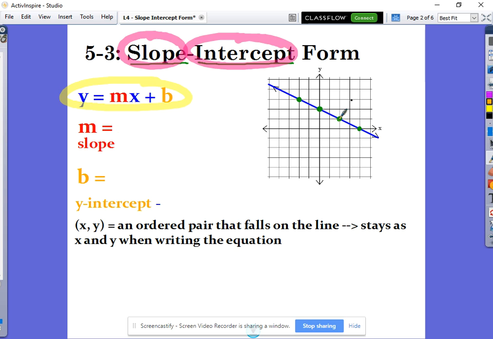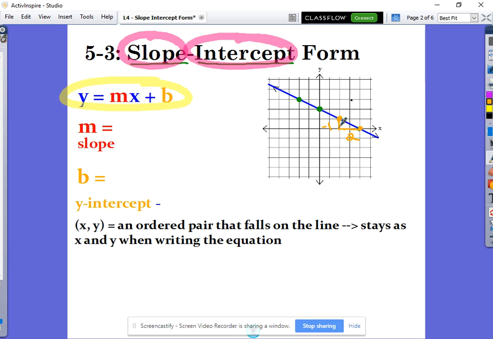So I'm going to take this point right here, and I'm going to rise how much? Well, technically, I'm actually going down 1. So label that a -1. And then I'm running how many to the right? 2 to the right. That's a +2. So hopefully you're seeing that that's how we derive our slope. Our slope is derived from how we have to move up and down and then left and right.